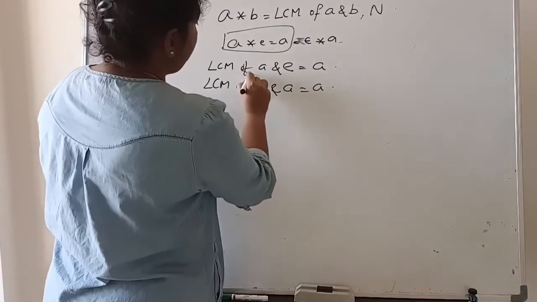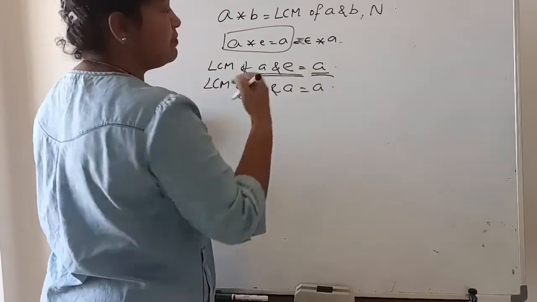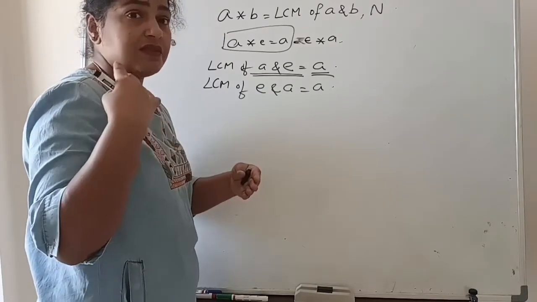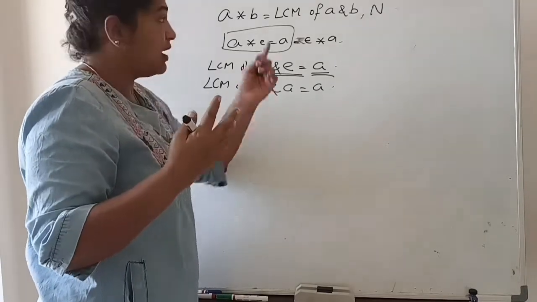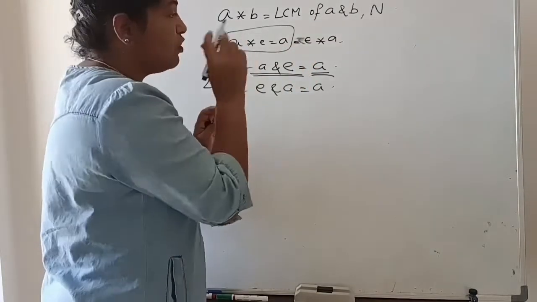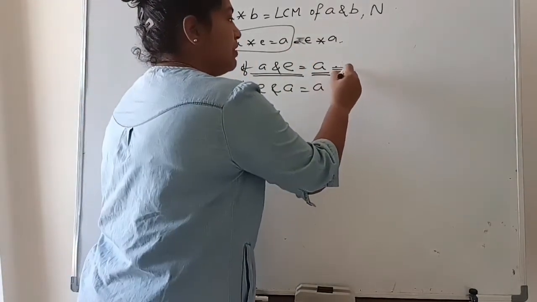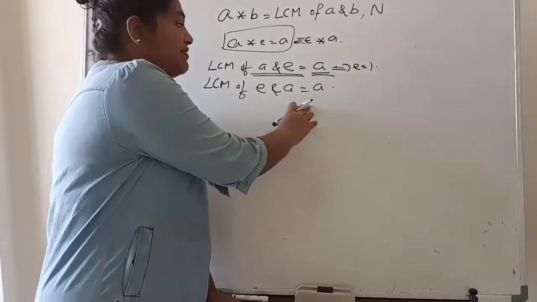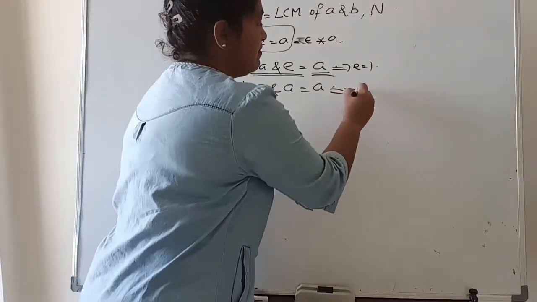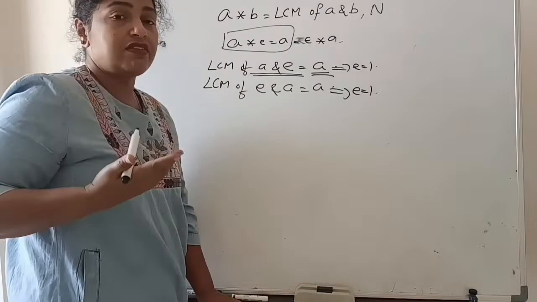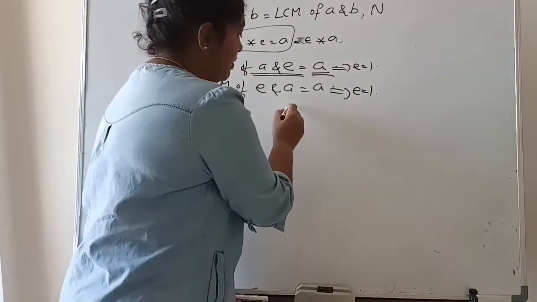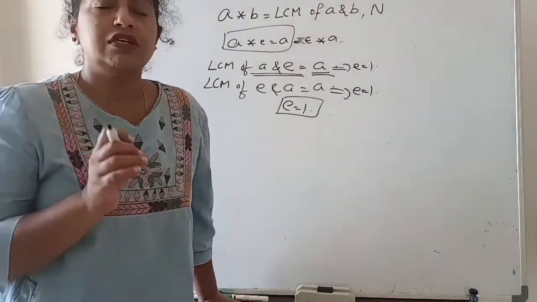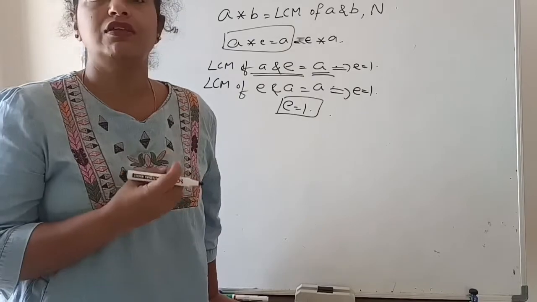Now, if the LCM of A and E should always be A, which means the least common multiple of A and E should always be A irrespective of the value of A, as long as A belongs to the set of natural numbers, what should the value of E be? The value of E should be equal to 1. Okay. What is LCM of E and A? It's the same condition, which is E is equal to 1, and you know that 1 belongs to the set of natural numbers. So my identity element is 1.